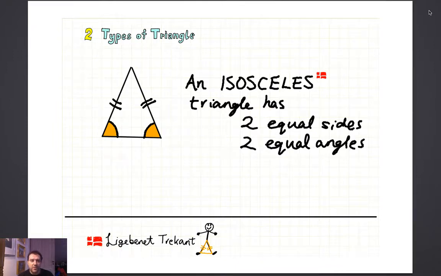So here's MYP2 Unit 3, Chapter 2, Types of Triangle. So again, this should be mostly revision.